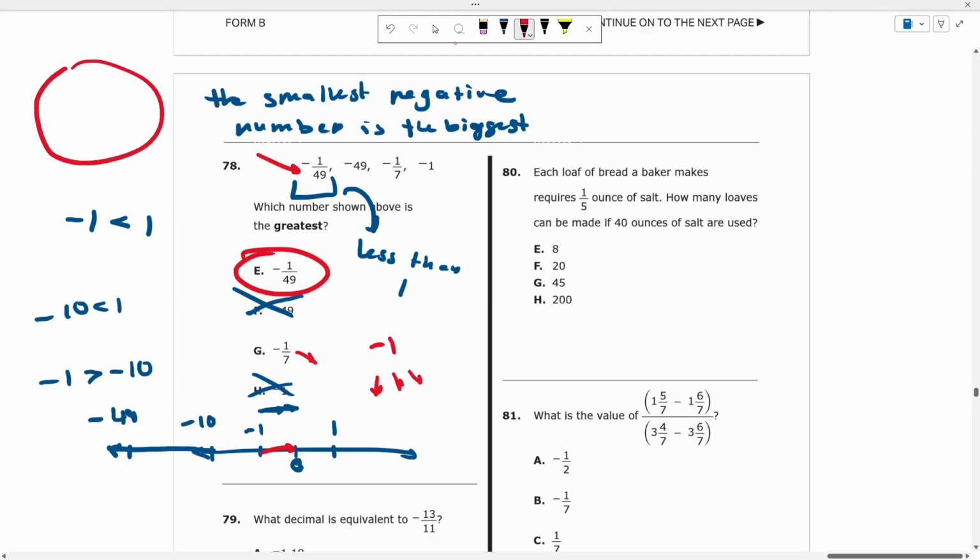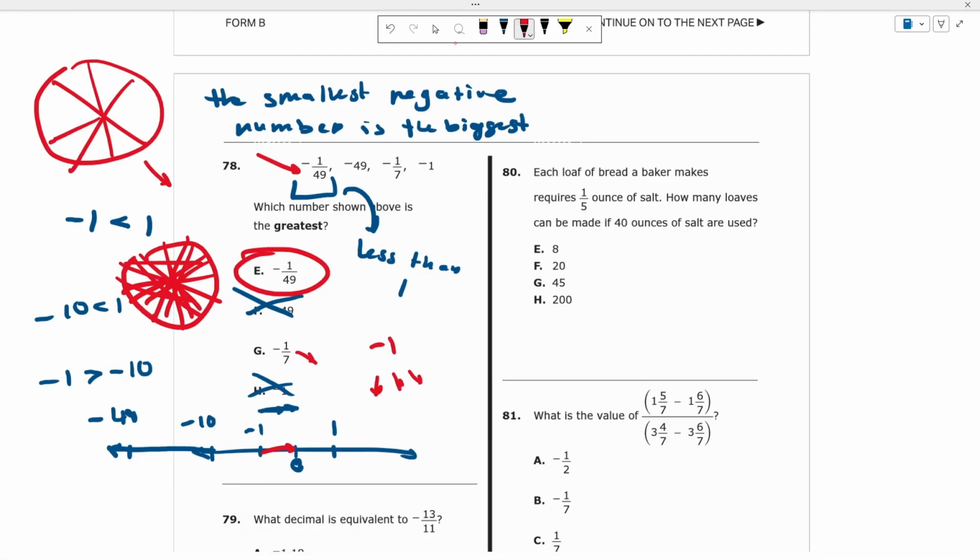For example, if I have a pizza and I just divide it into 7 slices, and then I do an extra slice here, every person is going to get a bigger slice of pizza than if I divide this into 49 different slices again and again. The actual amount of pizza that everyone's going to get is going to be really, really small. So 1 over 49 is going to give you a smaller number than 1 over 7. And because it's a smaller number, that means it's going to be closer to 0 and as a result bigger.